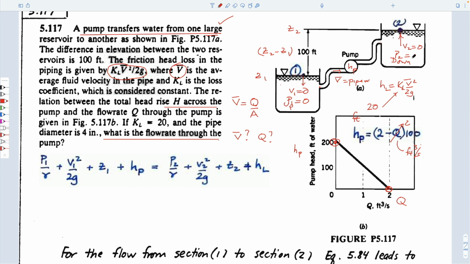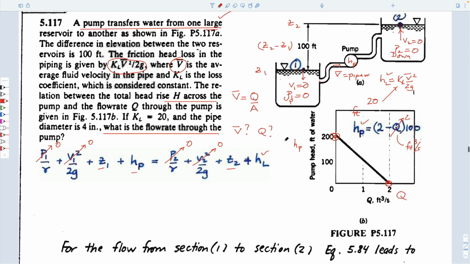P2 is atmospheric. If we take gauge pressure as the zeros, so this is 0, this is 0, this is 0, this is 0. We're making our life very easy. But we don't have zeros on the elevations, and we don't have zeros on the pump head, which we know here, and we don't have 0 on the head loss, which we have here. So that's our basic equation.